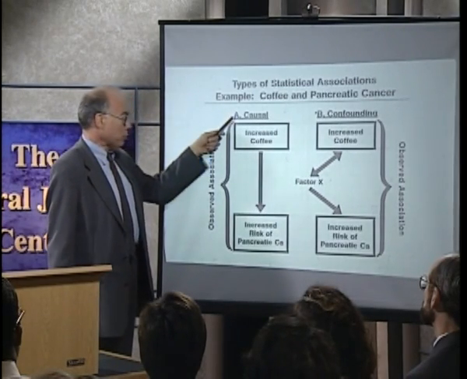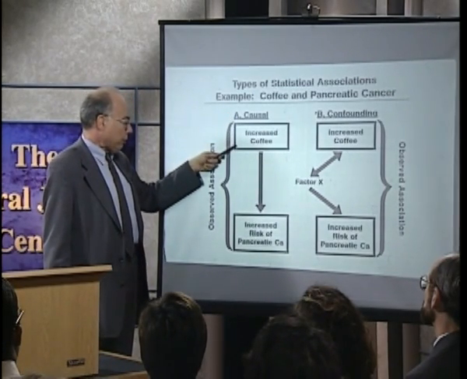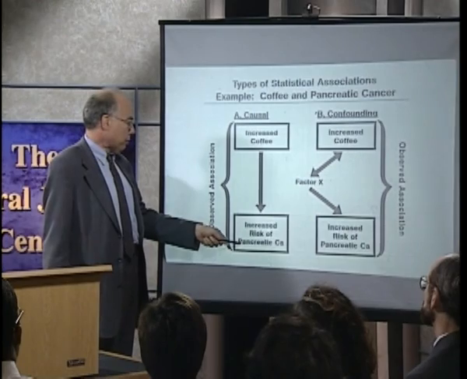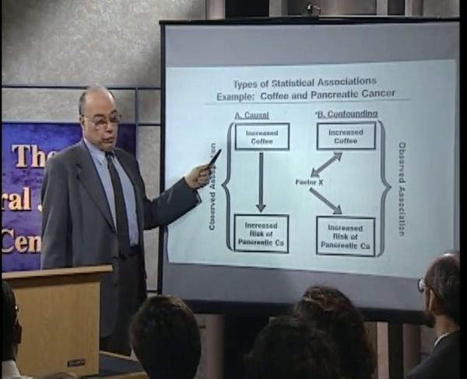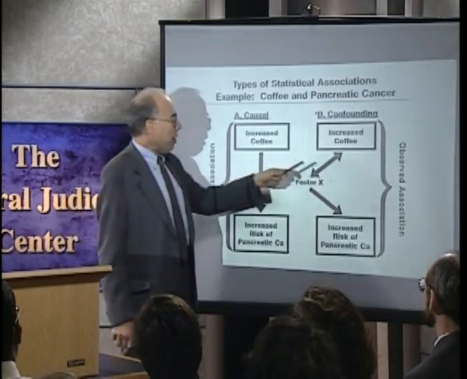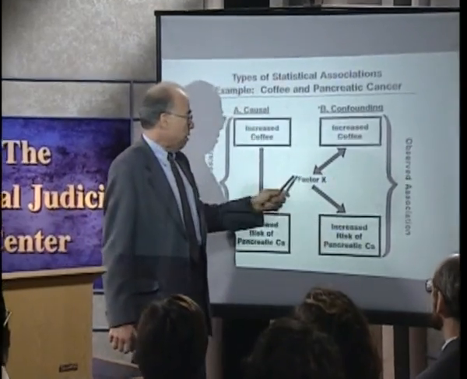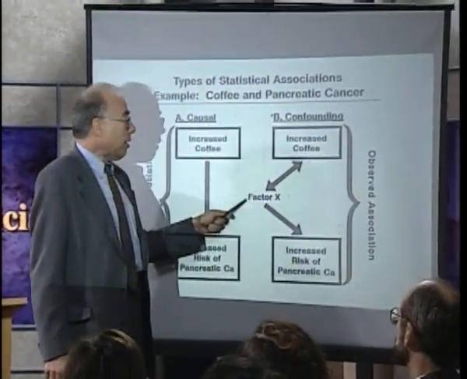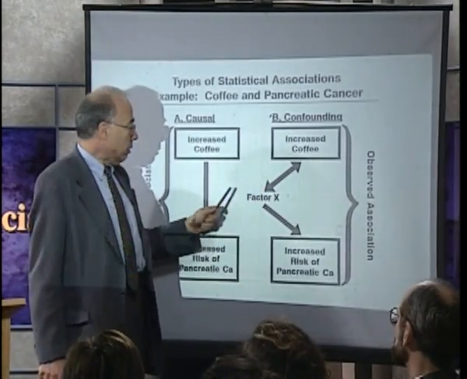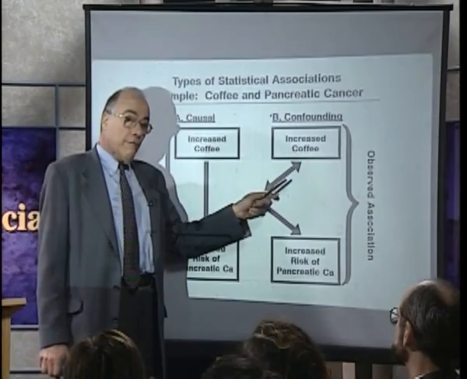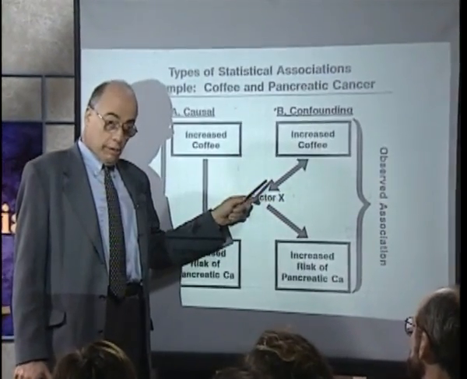On the left again, a causal relationship. Increased coffee consumption causes an increased risk of cancer of the pancreas, and therefore we have an observed association of the two. On the right, we have the same observed association because both are associated with factor X. What could factor X be? One suggestion was that factor X could be cigarette smoking.